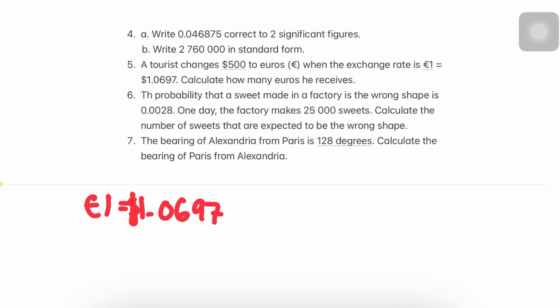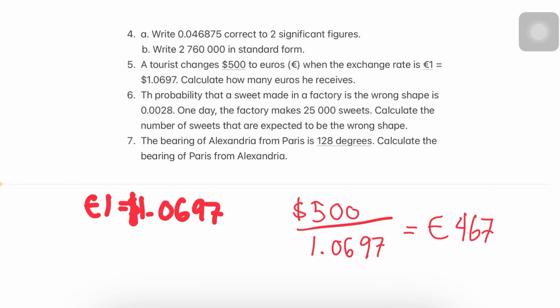So all you have to do is $500 divided by 1.0697. After calculating, you will get 467.42 euros. So when you exchange $500 at a rate where for every euro you get $1.0697, your $500 will become 467.42 euros. All right. So let's go with number 6.